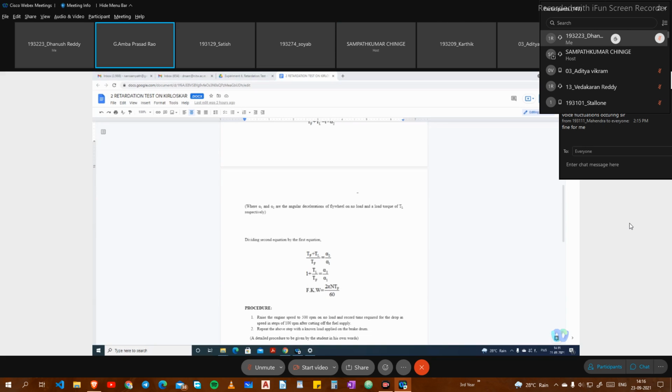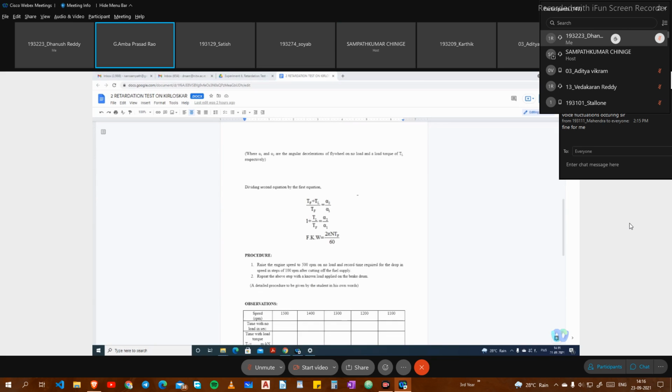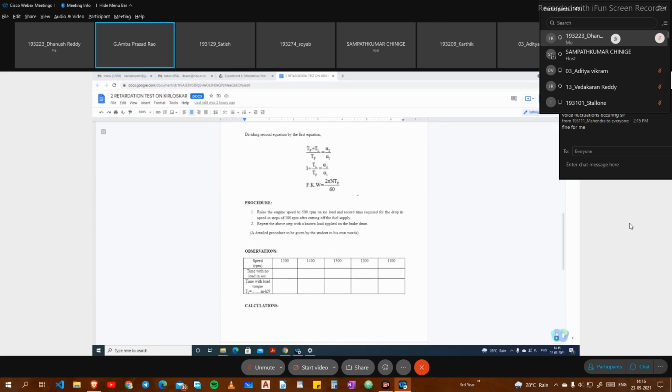Note down the time taken for the speed to fall from 1500 to 1400, 1400 to 1300, 1300 to 1200, 1200 to 1100, and 1100 to 1000. The time table is represented here: speed 1500, 1400, 1300, 1200, 1100. The first set of tests was conducted with no load applied, and the time was then noted down when the initial torque value is applied.